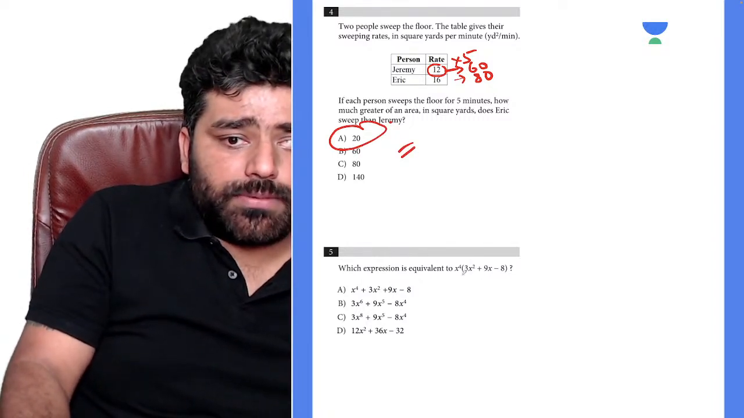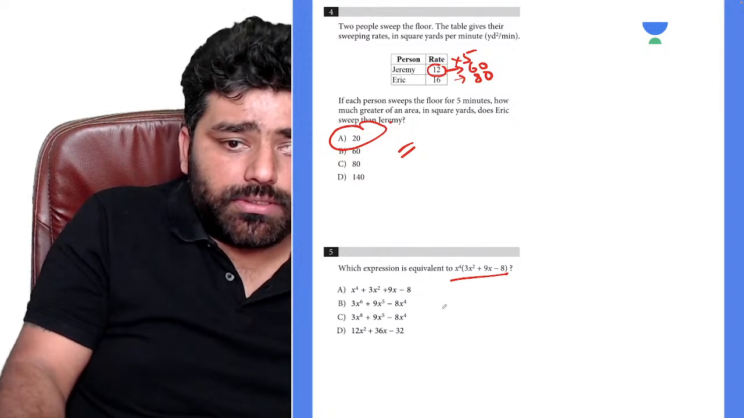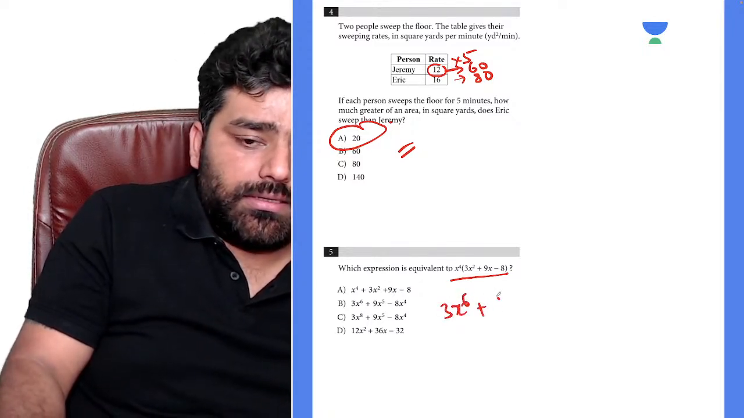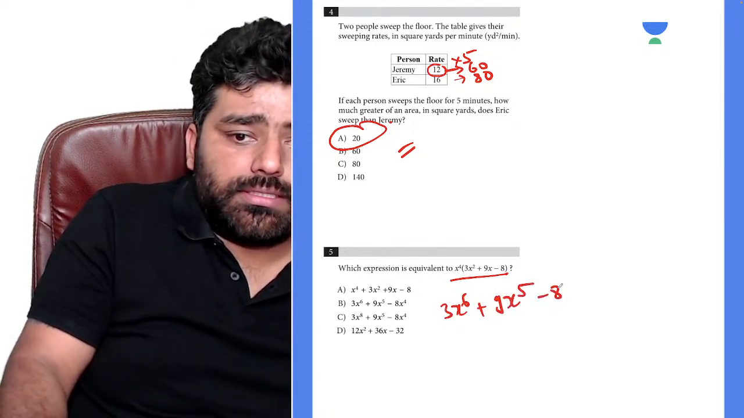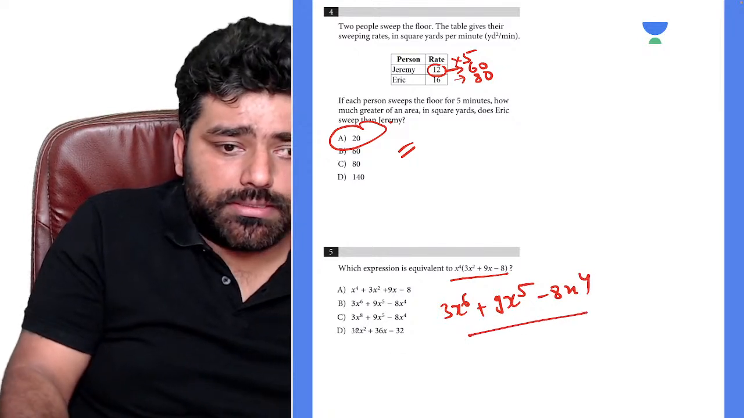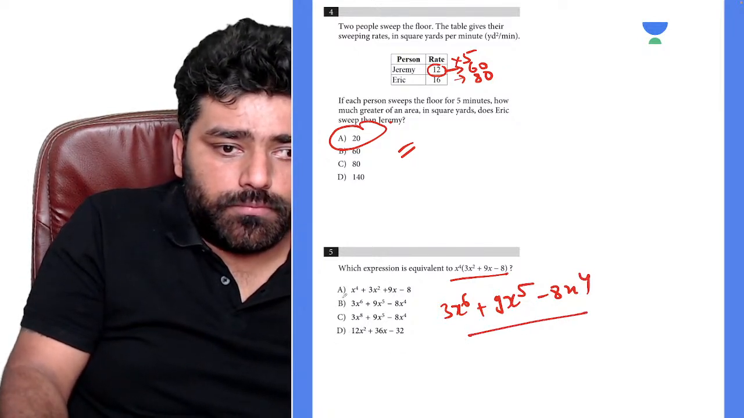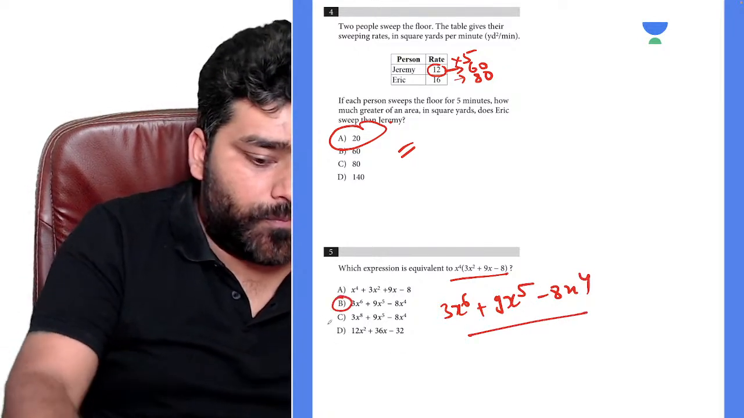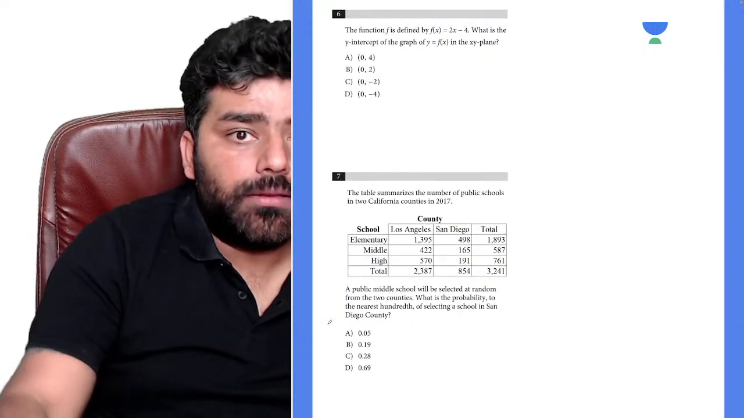Which of the following is exponential? Okay, so it's just like multiplying. So 3x to the power 6, 9x to the power 5 minus 8x to the power 4. Do we have this? Yes, B is the answer.